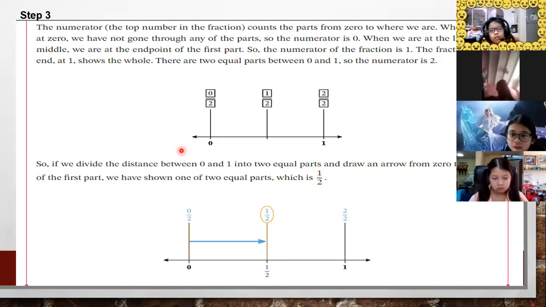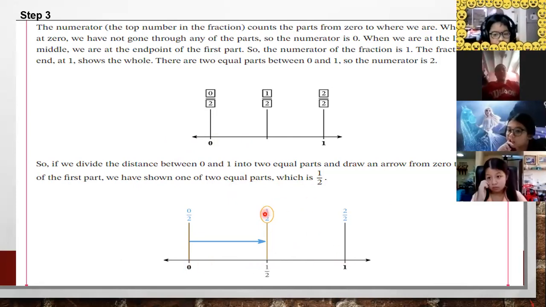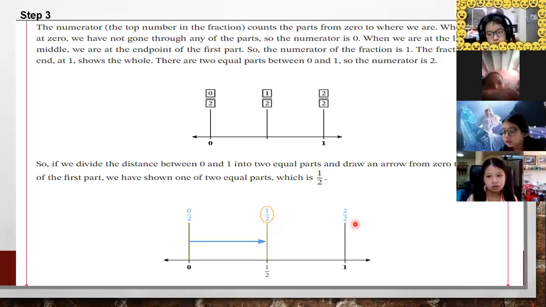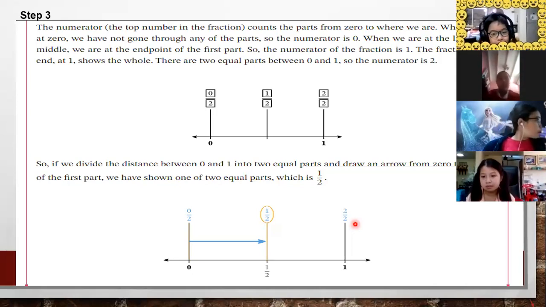You see this? This is 0 to 1. So we divide into 2, that's why 1/2. You will start with 0 to 1/2 and 2/2. 2/2 is considered as 1, okay? One whole number. Understand? Okay.